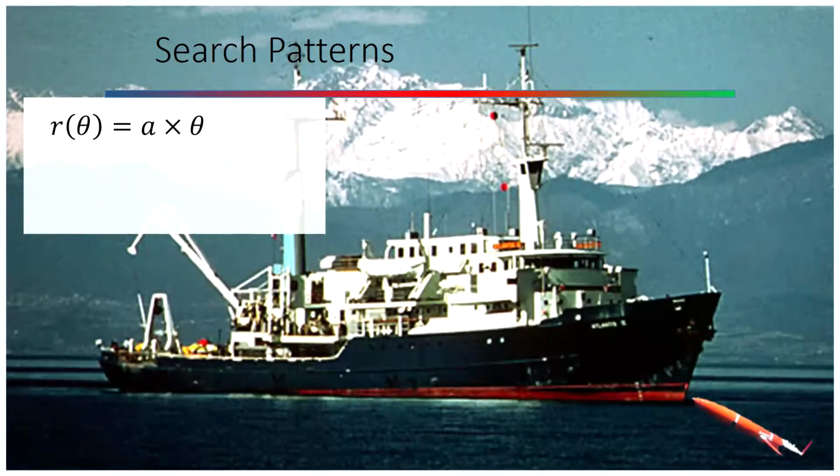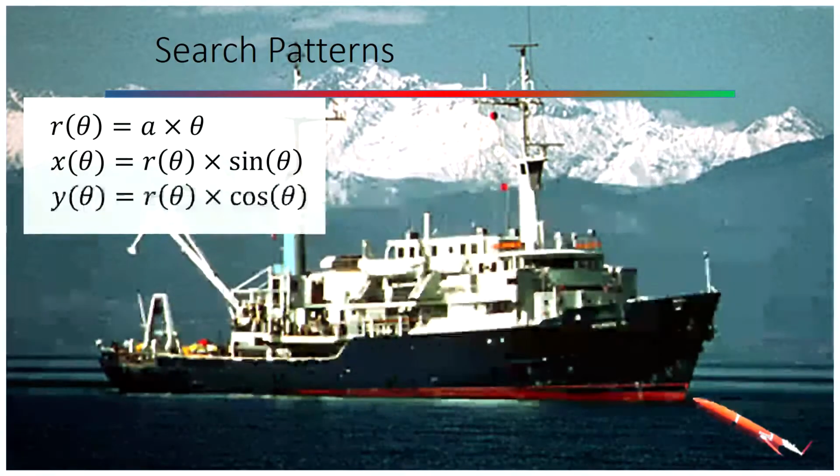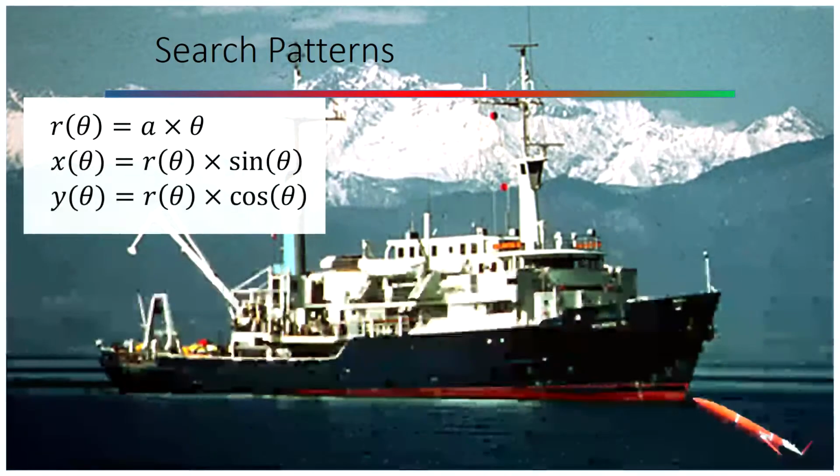So let's remember that the sine of theta is equal to the opposite side of the triangle over the hypotenuse, and that the hypotenuse in this case is simply the radius. So we can write that the x-coordinate will actually be equal to the hypotenuse or the radius times the sine of theta. Similarly, the cosine of theta is equal to the adjacent side over the hypotenuse, so we can write that the y-coordinate will be equal to the radius times the cosine of theta. Remembering what we know about functions of functions, we can simply replace r of theta in the equations for x and y with a times theta.